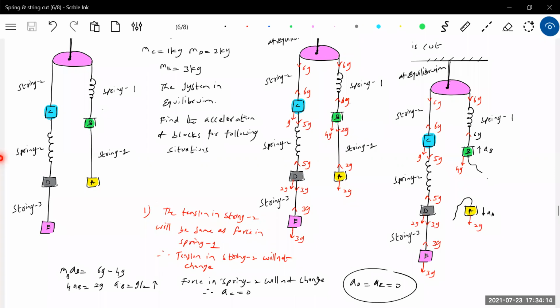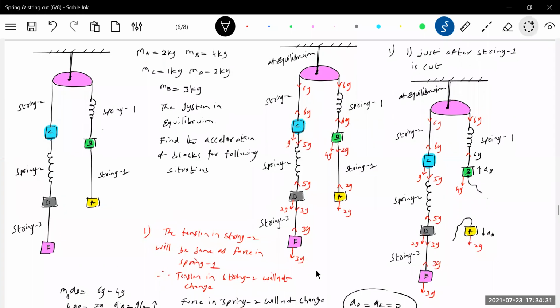Sir, when string 1 is cut, how will it be in equilibrium, sir? String 1 or spring 1? String 1, sir. Let me explain, please. Okay, let me take this condition.